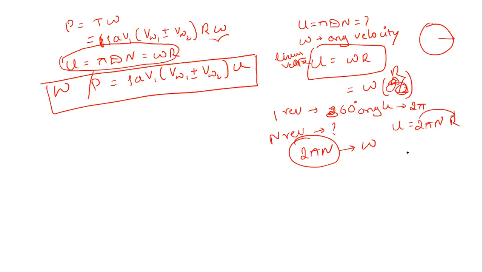What does 2R give you? 2 into R gives you twice the radius. What is twice the radius? Pi d. Is it okay now? So we can write U is equal to pi d n, that is omega R. So work done or power is equal to rho A V1 (VW1 plus VW2) into U. This is the work done expression.